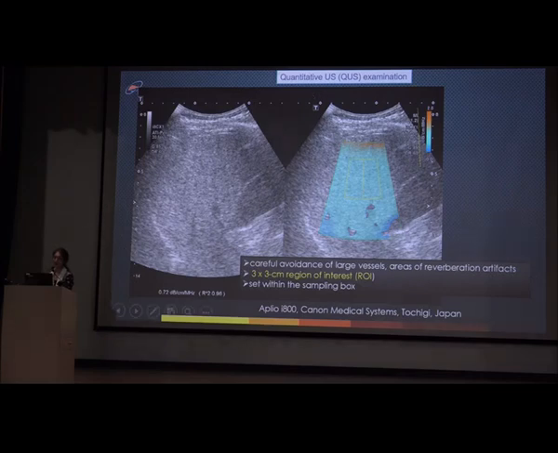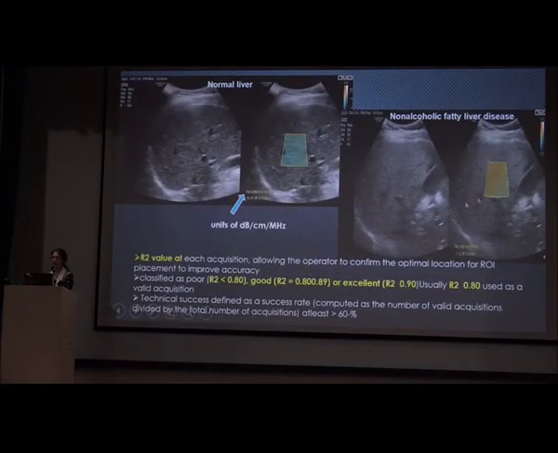Now look at this liver, you have a sampling box here. You have to avoid the larger vessels, and the smaller ones, the sampling box takes care of itself. Areas of reverberation, for example, the diaphragm, you have to keep it away from that. So it's pretty much like elastography with a 3 by 3 centimeter or 4 by 4 as per the vendor specifications. Set the sampling box and it gives you values.